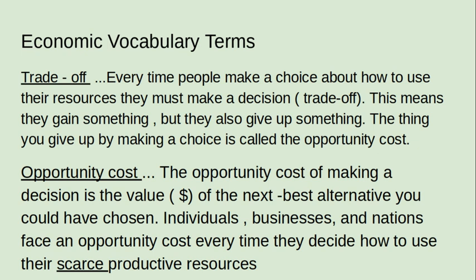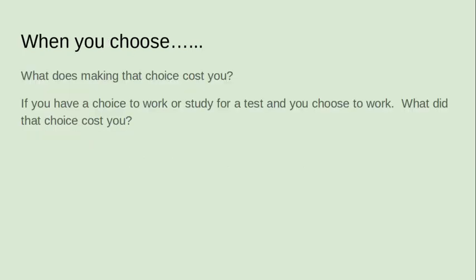Okay. And so we know in facing scarcity that we've got to make choices. And when we make choices, we're giving something up. And that thing that we give up, that second choice that we had, is our opportunity cost. So here's how I want you to approach it. When you choose something, what does making that choice cost you?